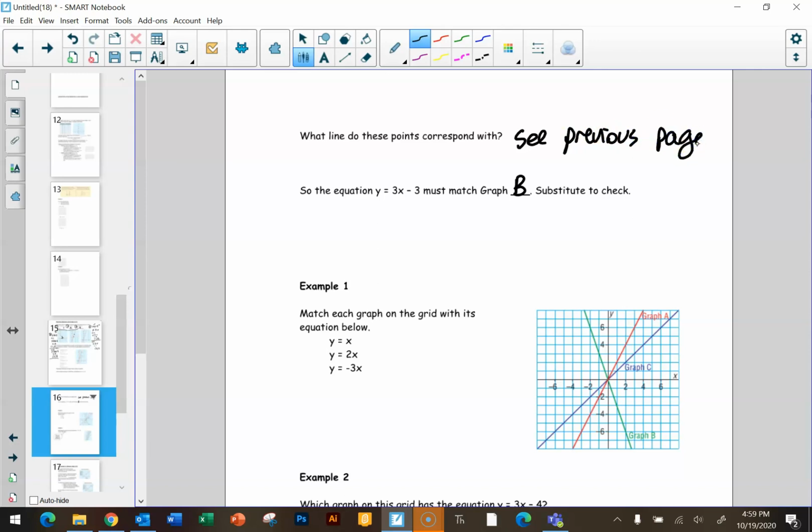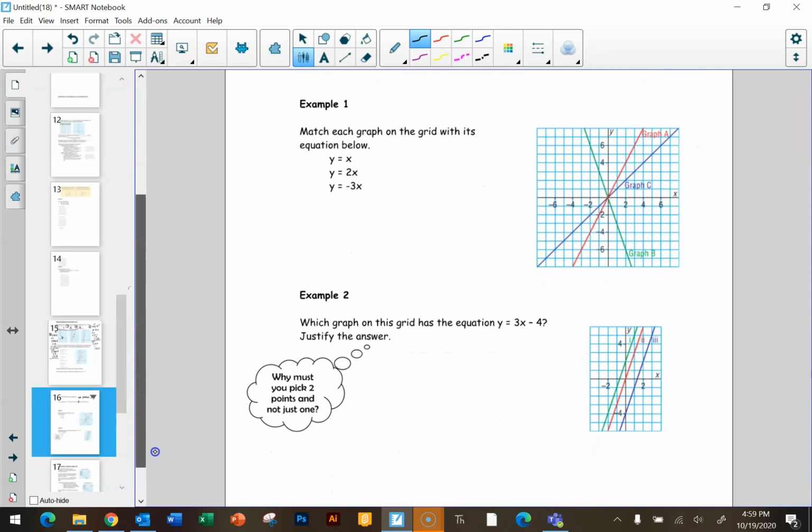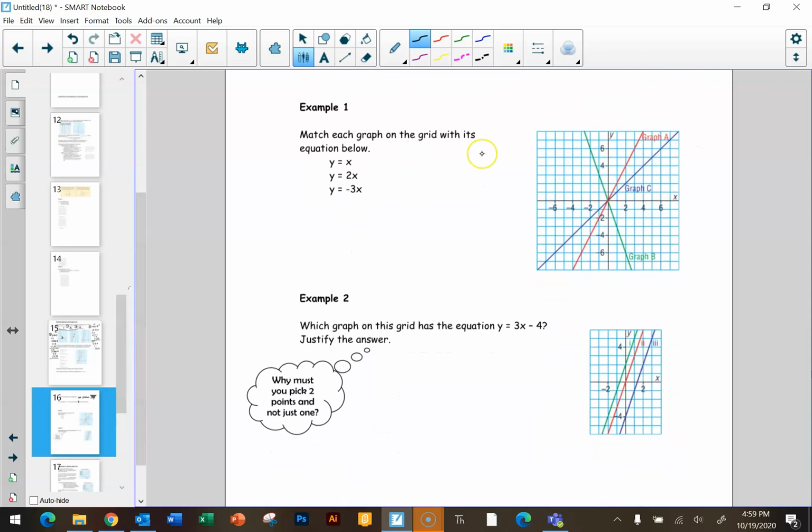Okay. So let's continue on with some of these examples here. Match each graph on the grid with its equation below. So we've got 3 different colored graphs here. We've got a green, a red, and a blue, and then we've got 3 equations. So let's just number these equations 1, 2, 3. And I think the easiest way to do this is just to do a quick table of values for each.